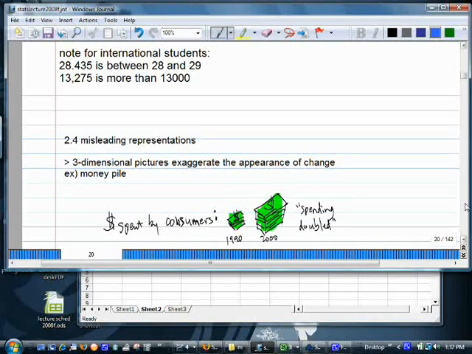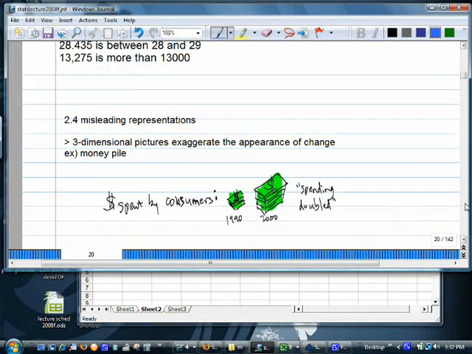So a misleading graph, and I'll talk about what's misleading about this graph. I want to bring this in. There we go. Okay.